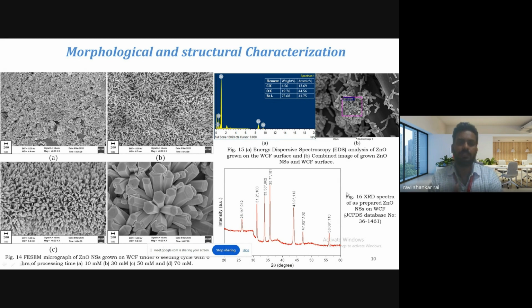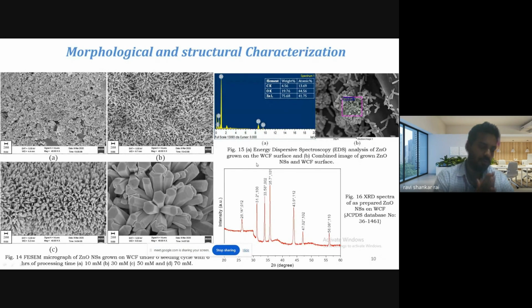We have taken four molar concentrations of the growth solution: 10 millimole, 30 millimole, 50 millimole, and 70 millimole. As you can see, initially a powder-like structure starts growing into a wire-like structure, and then finally it grows as a hexagonal nanostructure at 70 millimole concentration of zinc nitrate hexahydrate and hexamethylenetetramine. After that, with EDS spectroscopy, it was seen that a sufficient amount of zinc and oxygen is present on the surface, which verified the presence of zinc oxide on the surface.